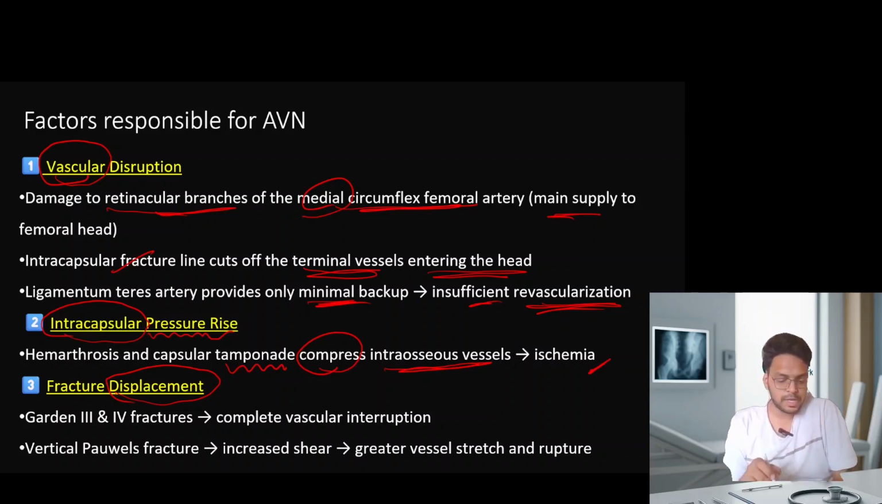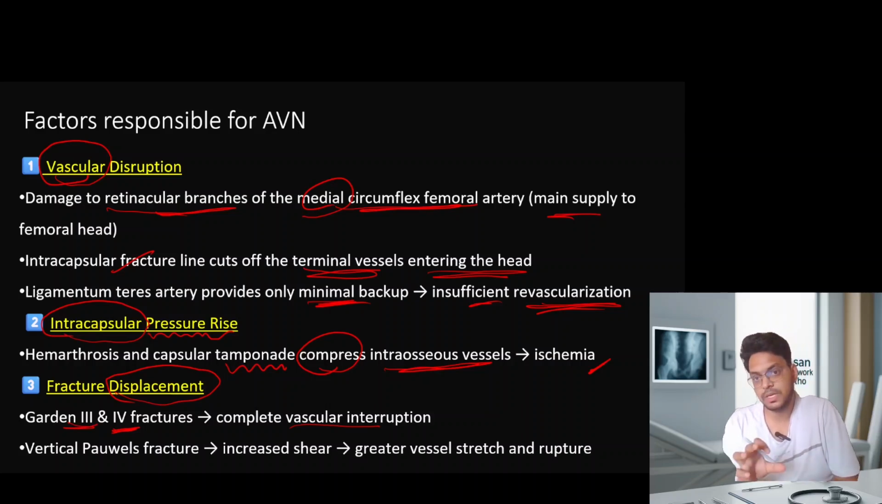Okay, this is the intracapsular pressure rise. And because of the fracture displacement, that is Garden's grades three and four, there is a complete vascular disruption. And in vertical Pauwels' fractures, similarly, there is greater vessel stretch and greater vessel rupture. This will also lead to avascular necrosis.